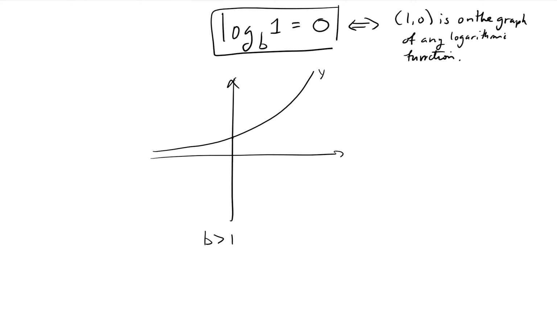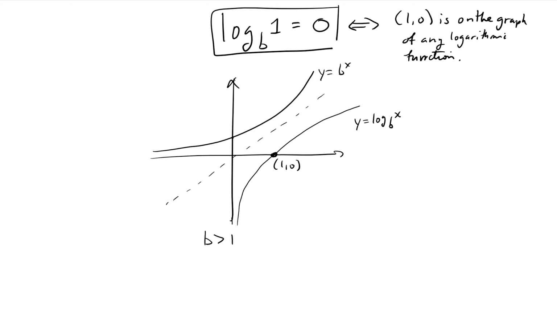So the y-axis is a vertical asymptote. And here there's no horizontal asymptote. It just keeps on increasing, but very, very slowly. Okay. That's because this one increases very steeply. So the other one will increase very slowly. So this is y equals log in base b of x. It goes through (1, 0) because log in base b of 1 is 0.